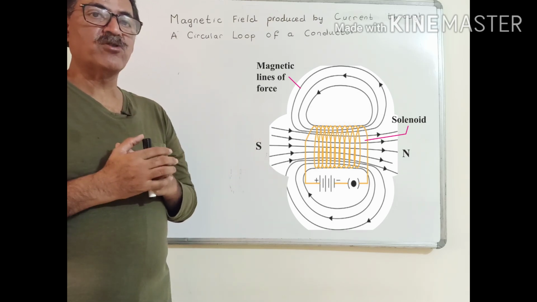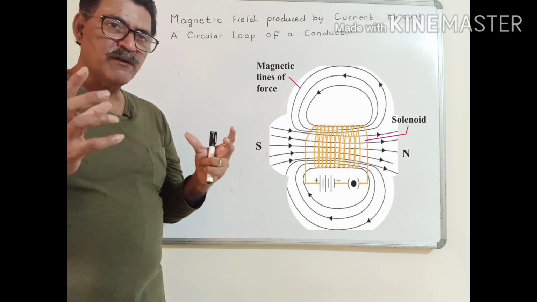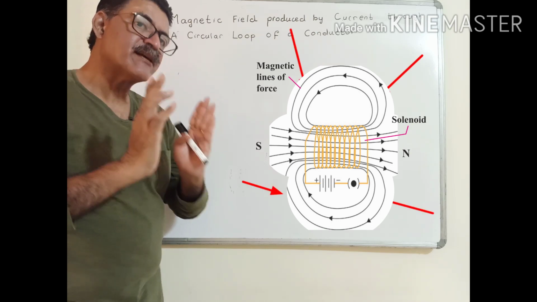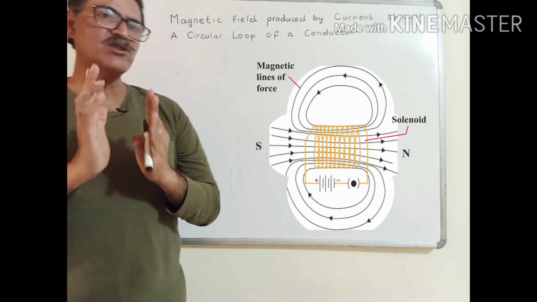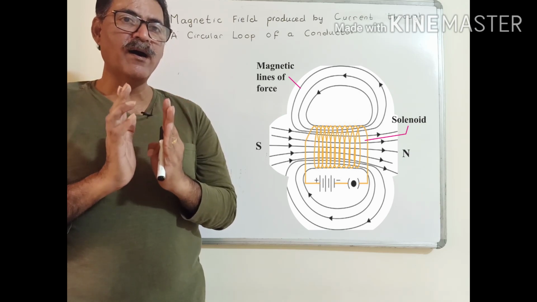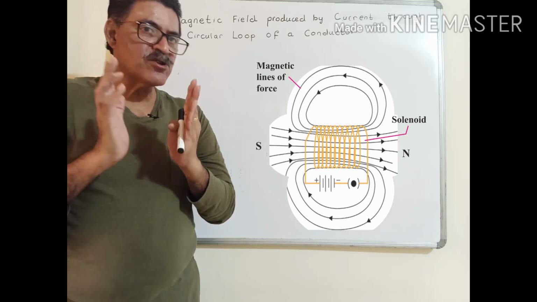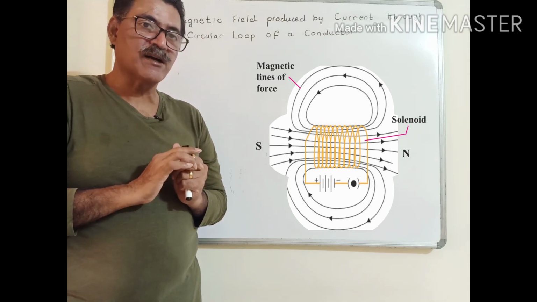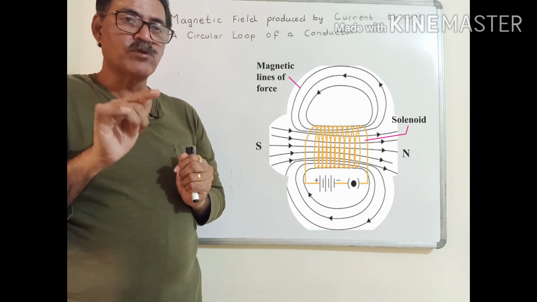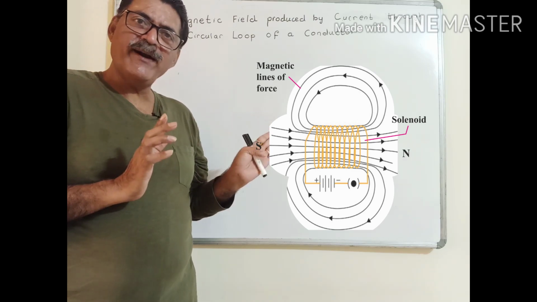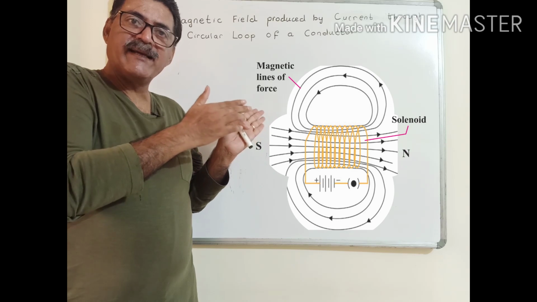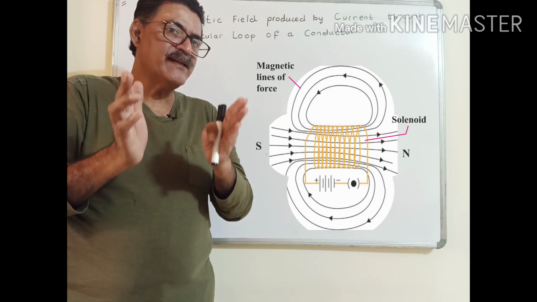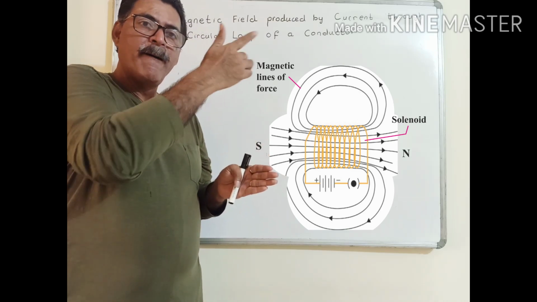Now what is important about this solenoid is you will observe that its magnetic lines of force are very similar to the magnetic lines of force of a bar magnet, right? In a bar magnet, you will find the magnetic lines of force are in the form of closed curves starting from the north pole to the south pole. So in the solenoid also, the properties of the magnetic lines of force are very similar to the properties of the magnetic lines of force of a bar magnet.